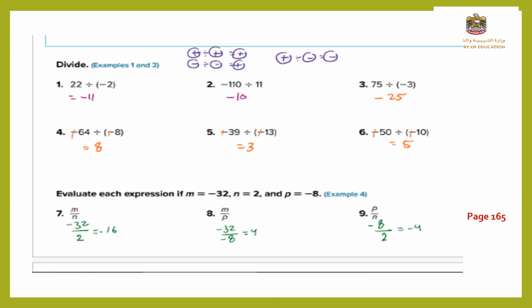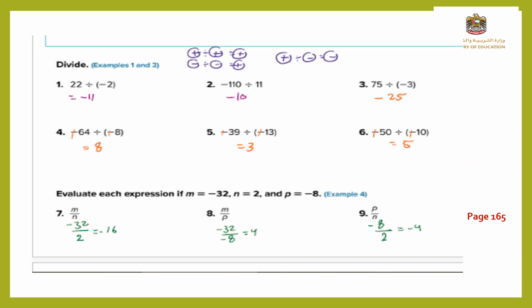So here 22 divided by -2. Both are different signs, so negative. 22 divided by 2 is 11. Here also a negative number and a positive number, so the answer will be negative. 110 divided by 11 is -10. Here you see this question, both are negative numbers. Both negative means positive. So negative divided by negative is positive. 64 divided by 8 is 8. So this is how you have to do.